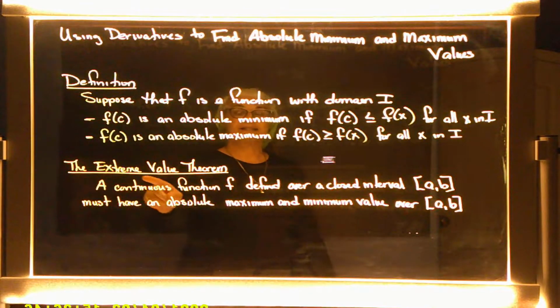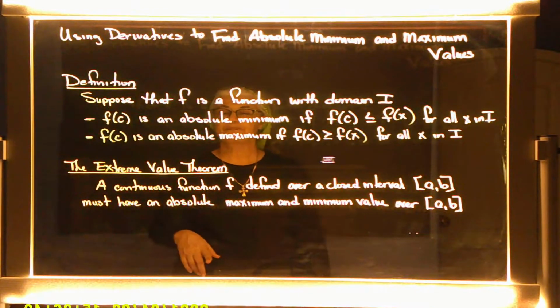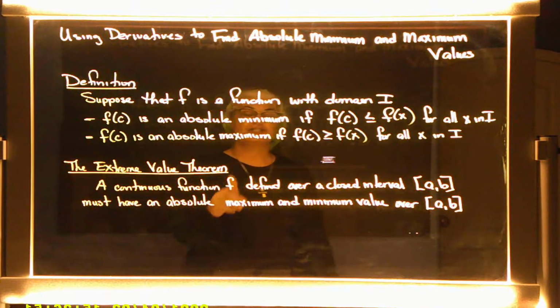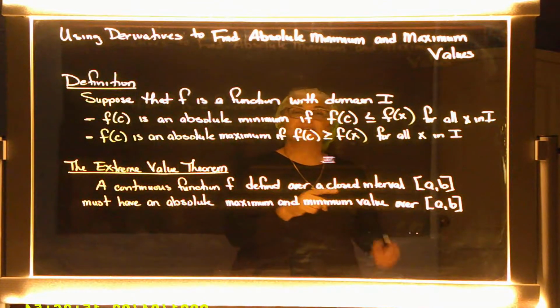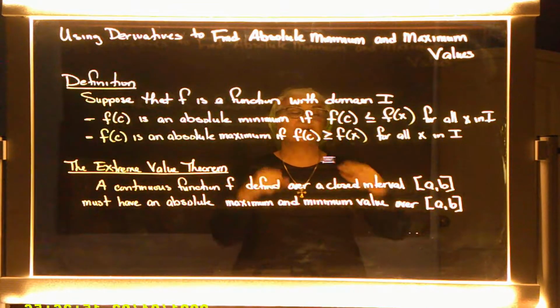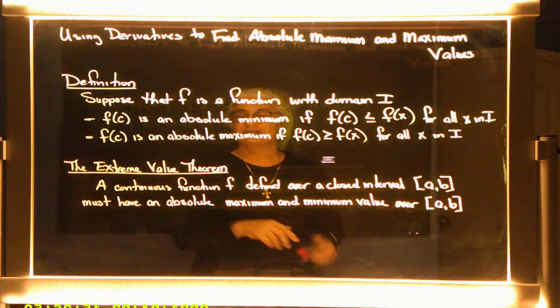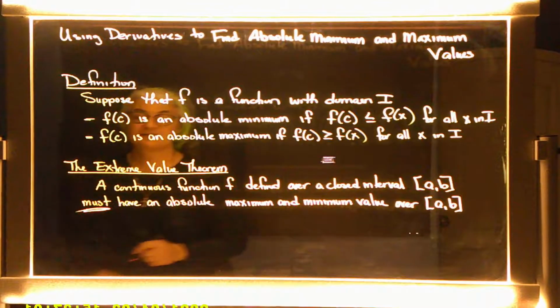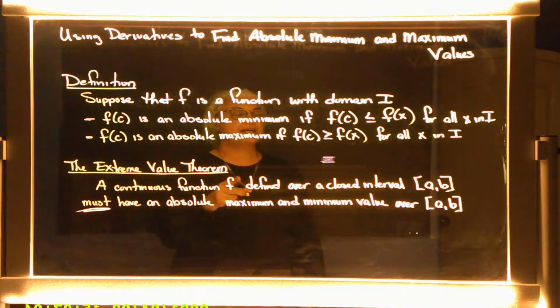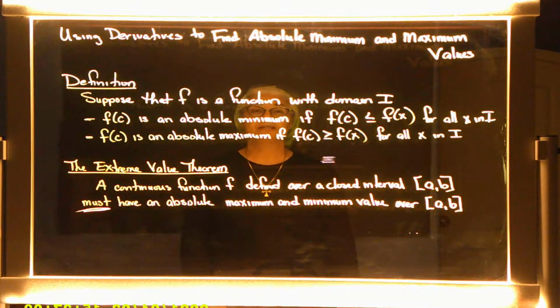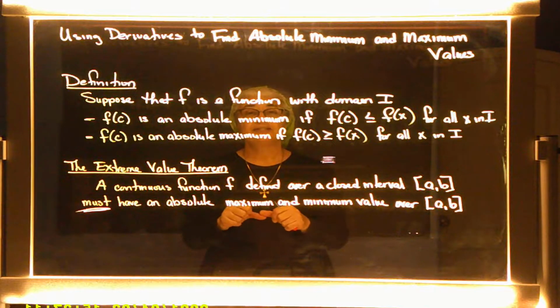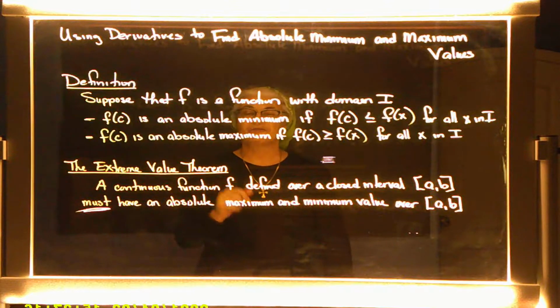The next item I'd like to go over is a theorem. And this says a continuous function f defined over a closed interval, which means brackets, a, b, must, and this is key, it must have an absolute maximum and minimum on this closed interval. So that's cool. That theorem's really nice. If I'm dealing with a closed interval and I have a continuous function, I must have that absolute min or max. Perfect. Now, I've got one more theorem before we get into a couple of examples, so stay tuned.